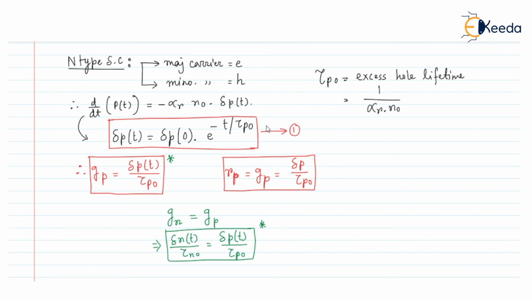This is the equation which will be very important for the numericals. In the numericals, we will need this type of equations, and using these equations we will solve the numericals. In this way we can calculate the generation rate and the recombination rate of excess carriers inside the n-type as well as in the p-type semiconductor due to incident of light.